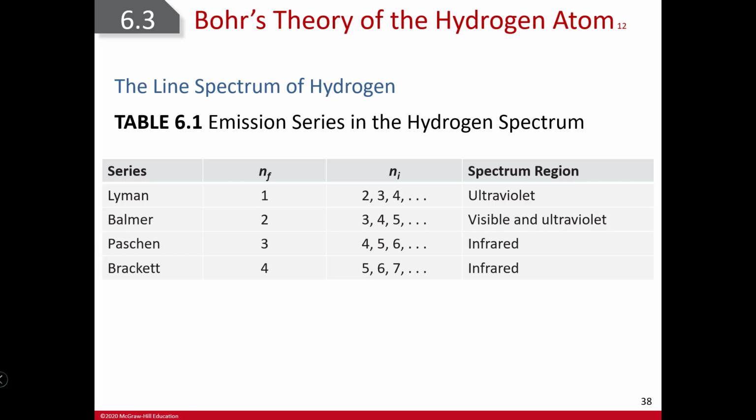I talked about this in the announcement. Each one of the energy transitions has its own name. The way we determine the name of the series: if the final resting spot of the electron is in the first energy level, n equals 1, then we call it the Lyman series. If the final resting point of the electron is in the second orbit or second energy level, we call it the Balmer series. This is the most important one because it's in the visible region.